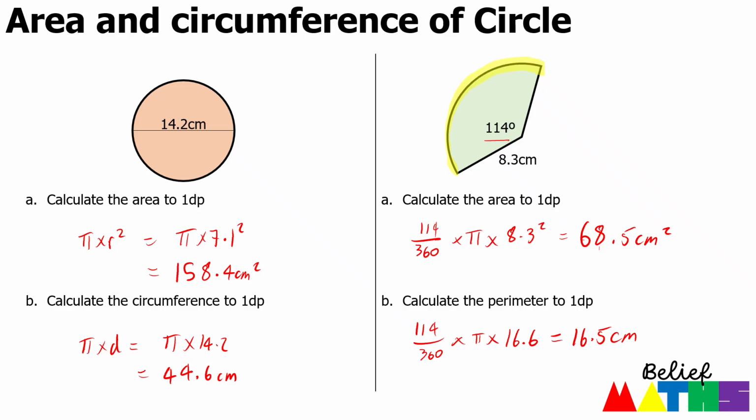Okay, that's our 16.5. We need to add our two 8.3s on there. So we're going to have 16.5 plus 8.3 plus 8.3 gives the final answer of 33.1. And that's our perimeter. Remember to add those straight sides on for our perimeter, and that gives you your final answer.